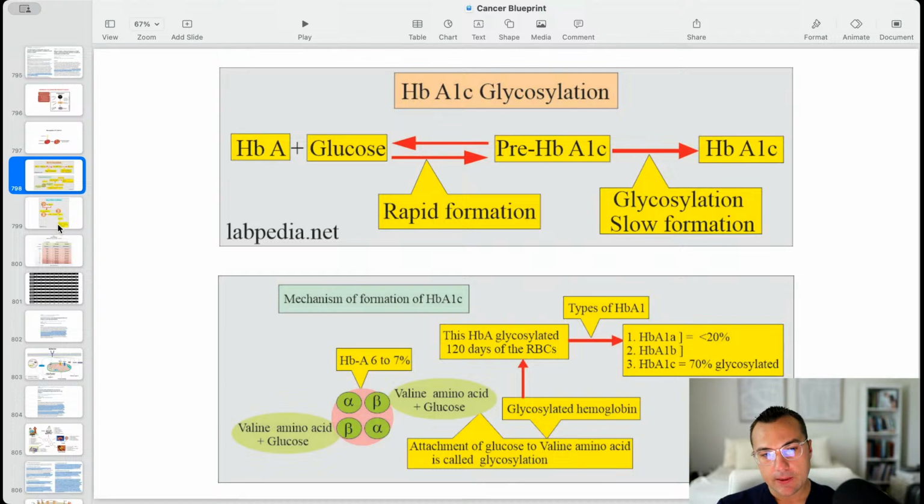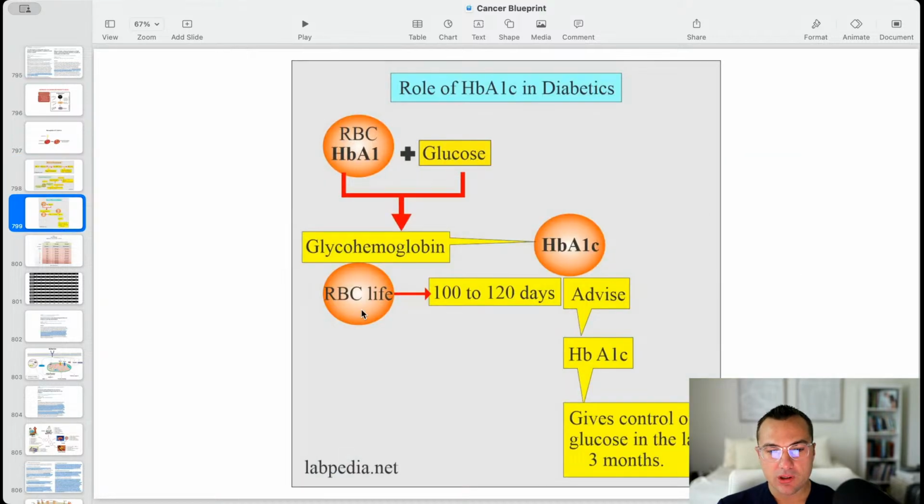The life of a red blood cell is somewhere around 120 days. So essentially what that gives us is the amount of glucose control over about a 3 to 4 month period.